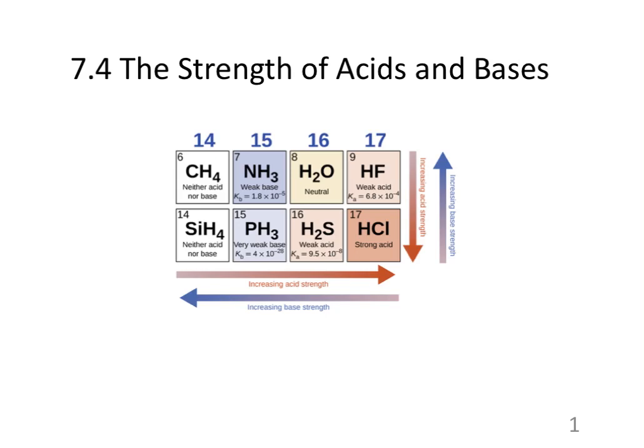This PowerPoint will focus on how to determine the relative strength of acids and bases. There are two periodic trends that we'll talk about in the beginning, and then we'll move on to some thermodynamics that help determine the strength also. The two periodic trends are that as we move left to right across a period, acid strength increases, and we'll learn why that is. And then as we move from top to bottom down a group, acid strength also increases.